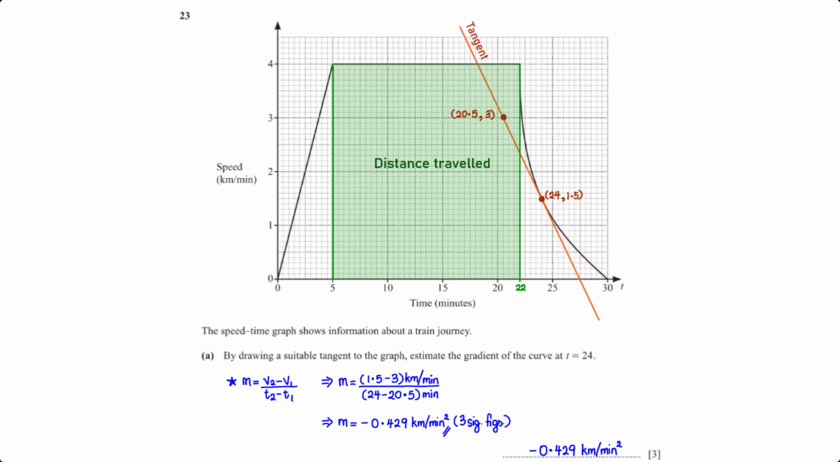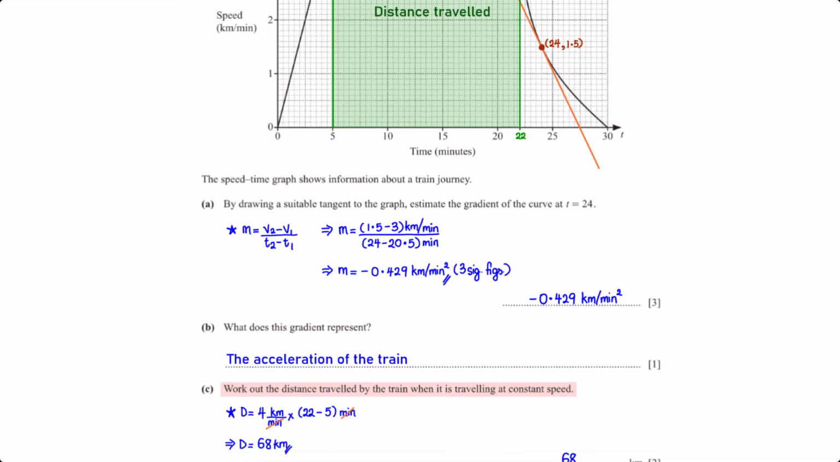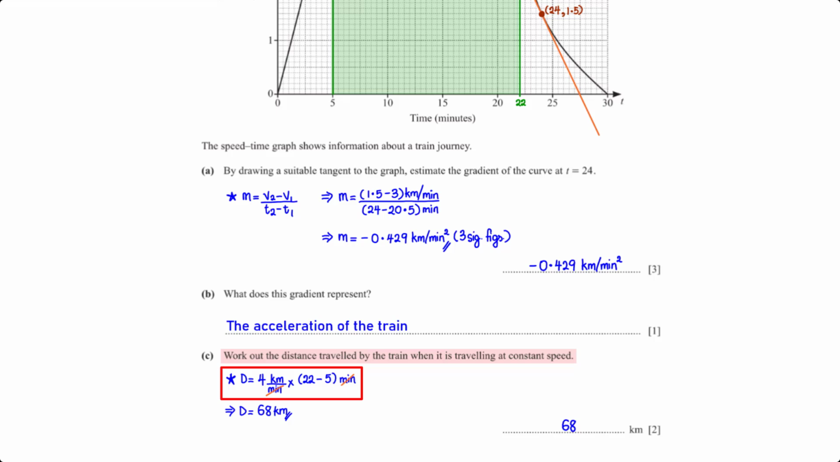The train travels at a constant speed of 4 kilometers per minute from t equals 5 to t equals 22. And so we only need to find the area under this section of the graph. This area is in the shape of a rectangle. And so the distance traveled equals 4 kilometers per minute times 22 minus 5 minutes, which is equal to 68 kilometers.